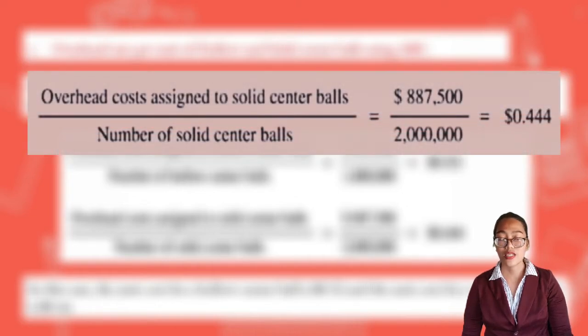Next, in solid center balls, its overhead cost assigned is equal to $887,500 divided by 2 million as the number of solid center balls produced, which equals $0.444. So in this case, the unit cost for a hollow center ball is $0.52 and the unit cost for a solid center ball is $0.44.